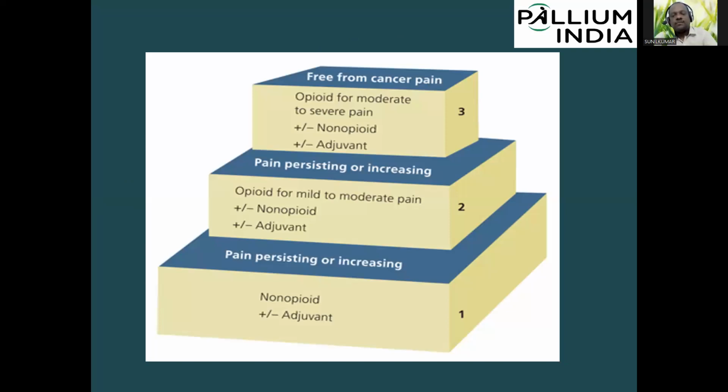So this is the WHO three-step ladder, and all of you know the first step contains non-opioids plus or minus adjuvants.